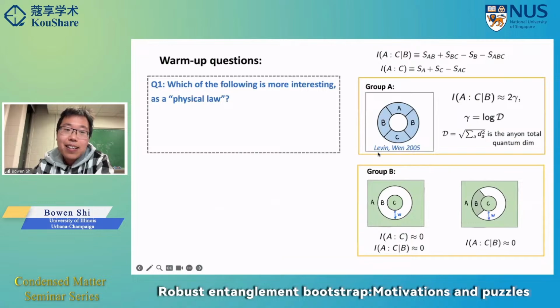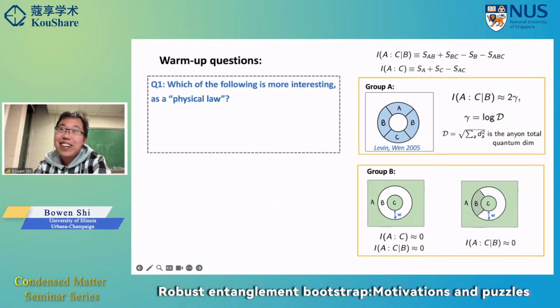Now let me start to do some more interesting things. Let me ask a kind of warm-up question. Suppose I tell you some system has two properties, group A and group B. Both of them are related to the entanglement entropy of the ground state. So which one is more interesting as a physical law?